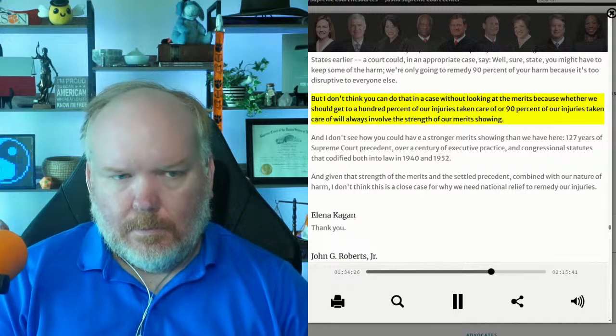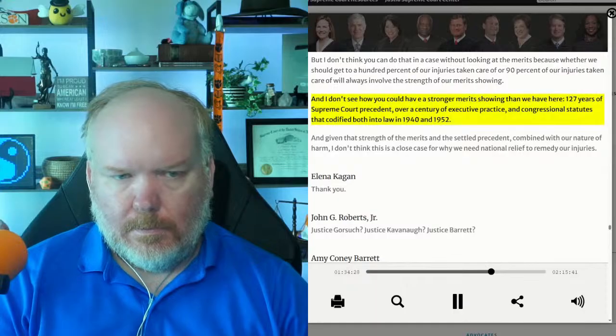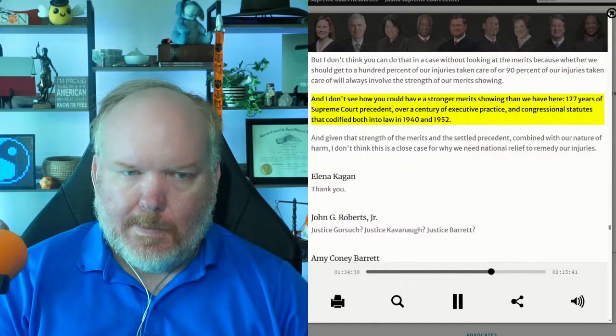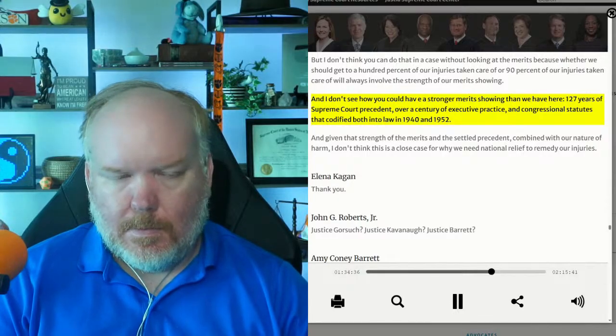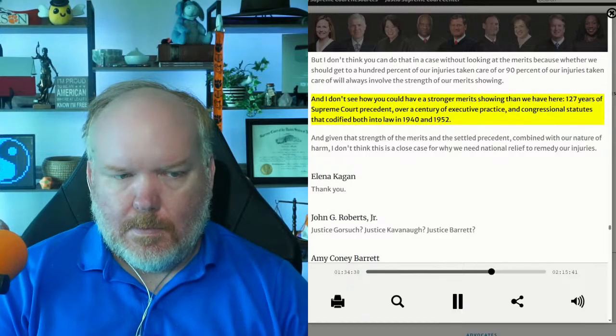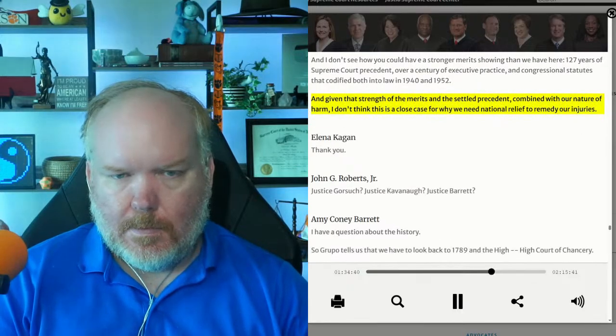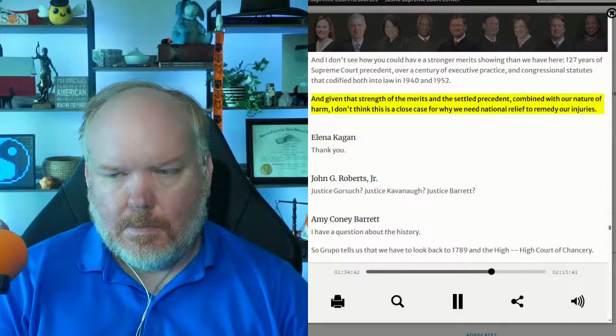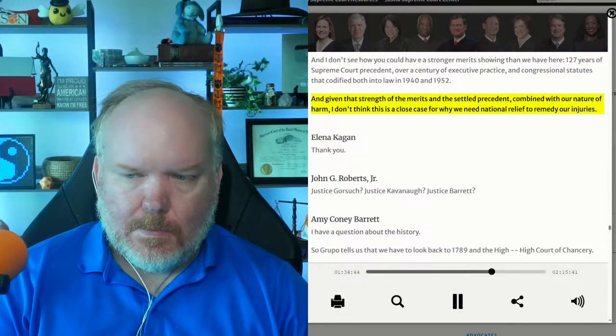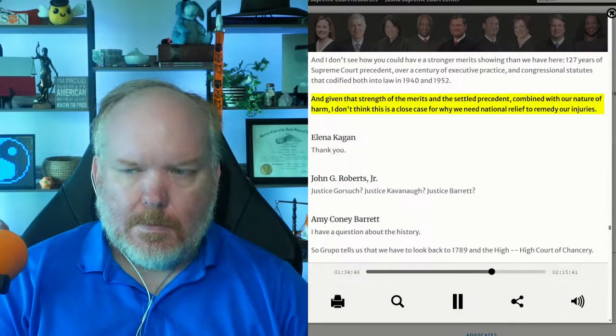the strength of our merit showing, and I don't see how you could have a stronger merit showing than we have here, 127 years of Supreme Court precedent, over a century of executive practice, and congressional statutes that codified both into law in 1940 and 1952. And given that strength of the merits and the settled precedent, combined with our nature of harm, I don't think this is a close case for why we need national relief to remedy our injuries.